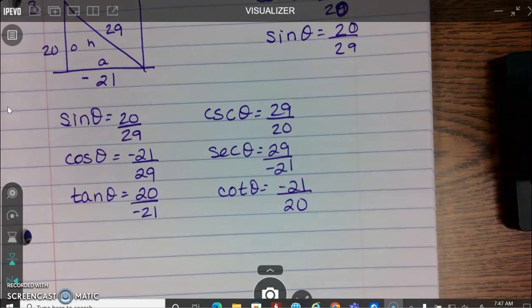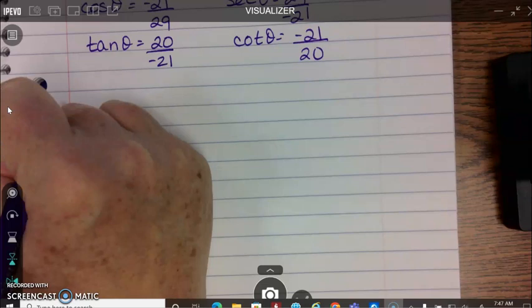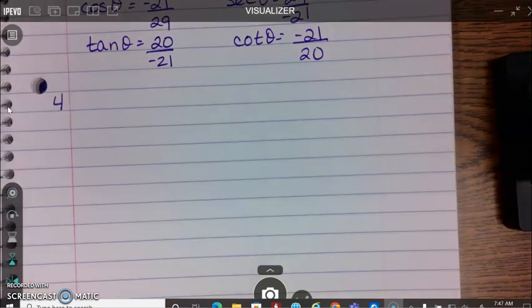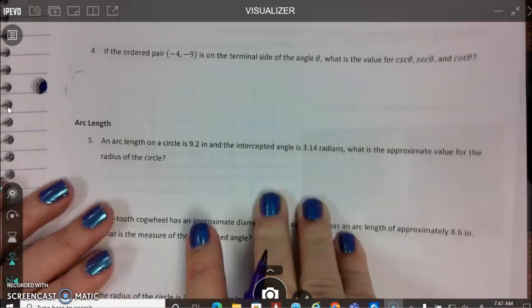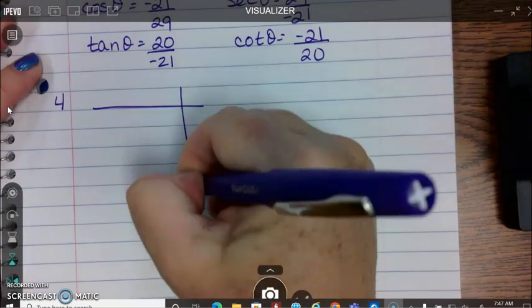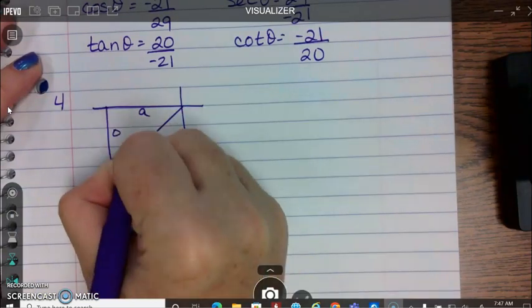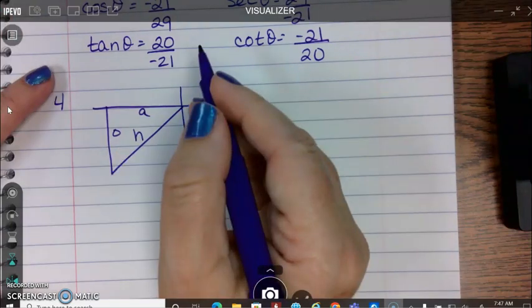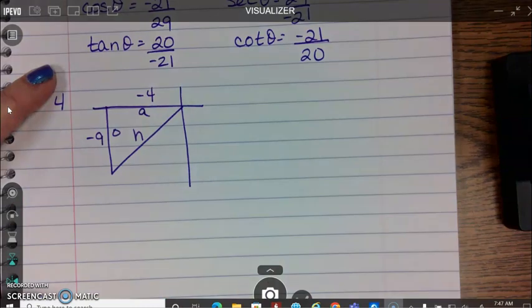Okay, and the last question. They gave us 2 negatives, so this will put us in quadrant 3. And they told us our x value is negative 4, and y value is negative 9.